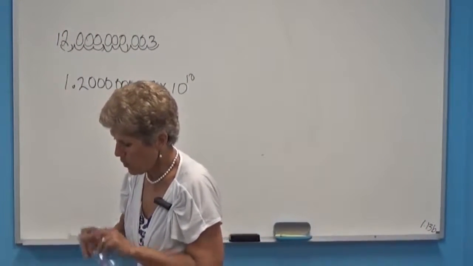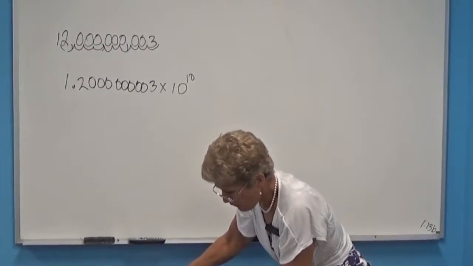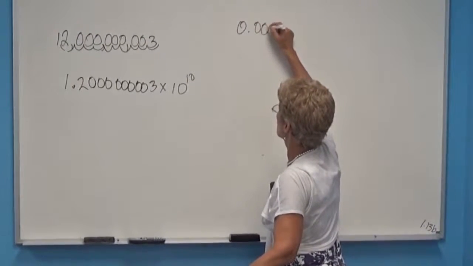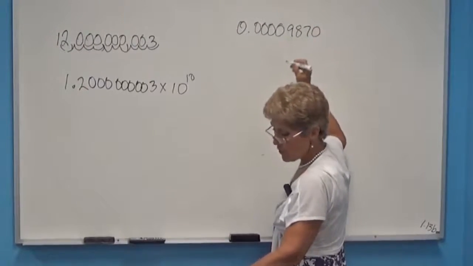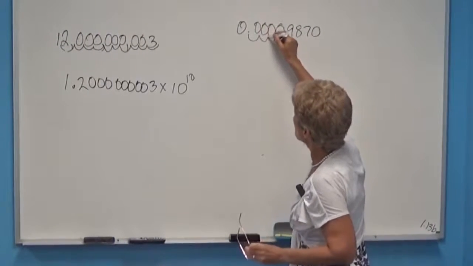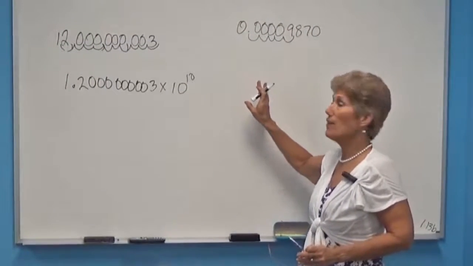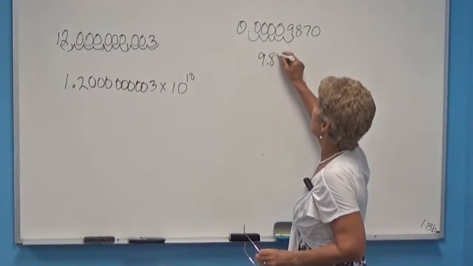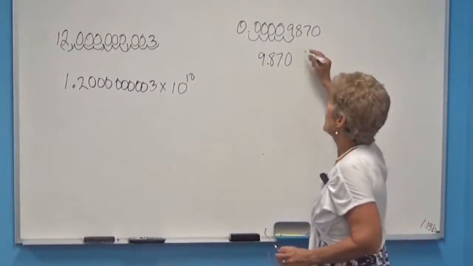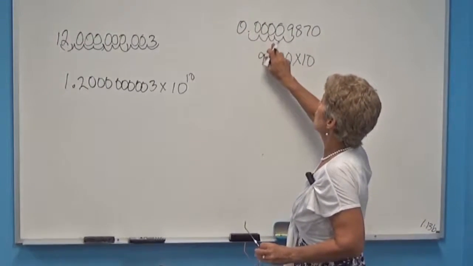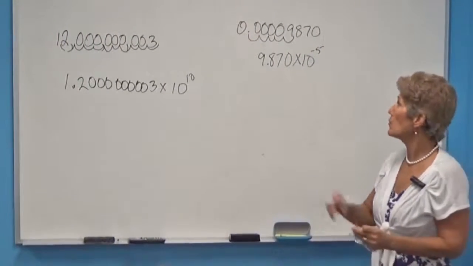Let's see. The next one is point, and then we have 4 zeros, 2, 3, 4, and then 9, 8, 7, 0. And so we are going to move our decimal place so that we have 1 non-zero digit to the left of it. So it's 9.870. This 0 is to the right of the decimal at the end of the number, so it counts. Times 10 to the 1, 2, 3, 4, 5, negative fifth, negative because it actually was fractional in the first place, and we moved it that way.